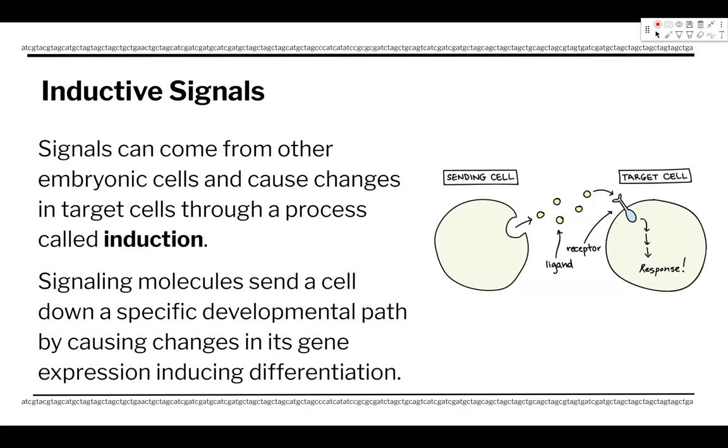All right. So, this process is called induction. It is very similar to signal transduction. We are inducing a cell to express a specific gene.